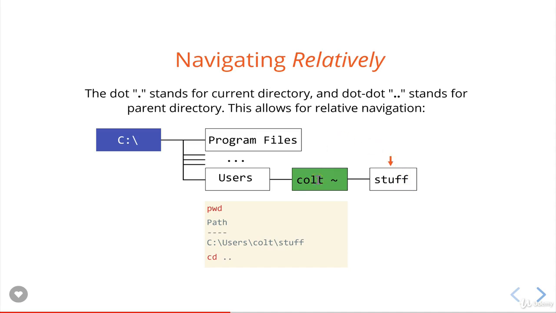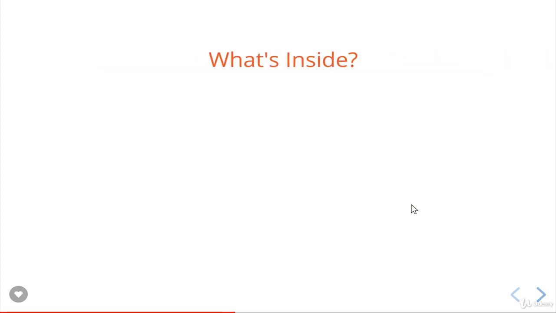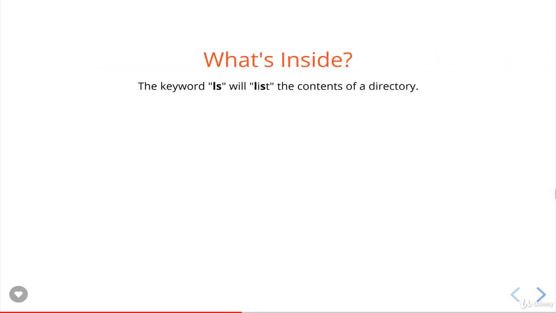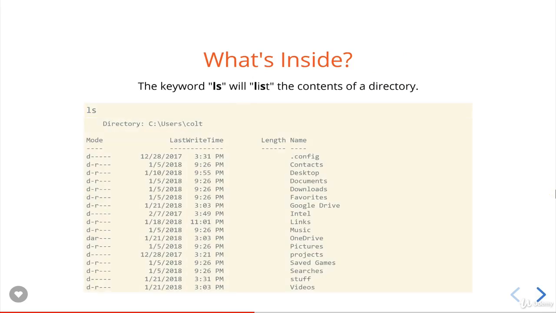Every time I type cd .., it backs me out one level until I can go no further. And if I typed pwd again, I would now see \users \cult. I'm in the home directory. And before I demo this in the PowerShell, just recapping, to see the contents of a directory, we can use ls. And it just lists all the contents as well as the last time that they were altered, time and date.